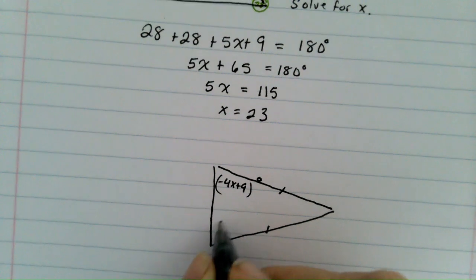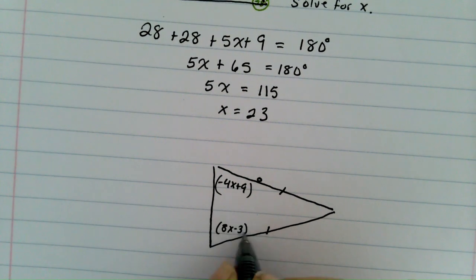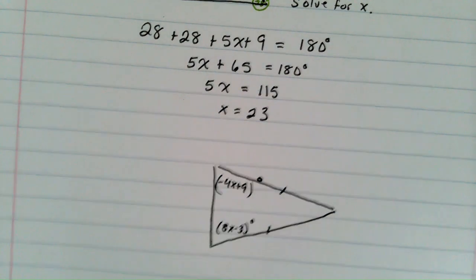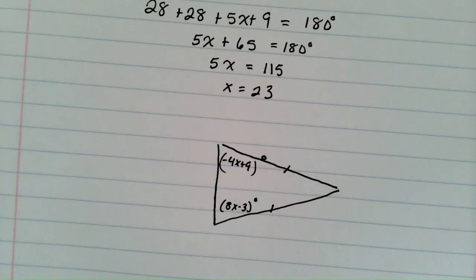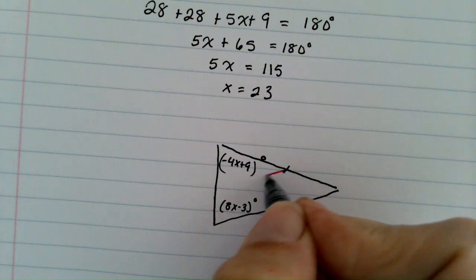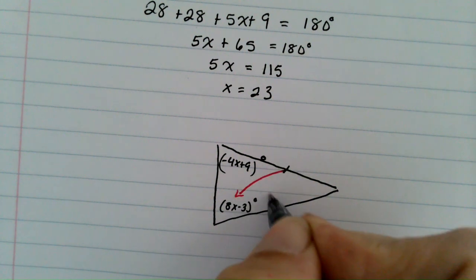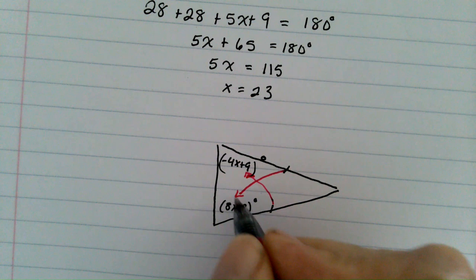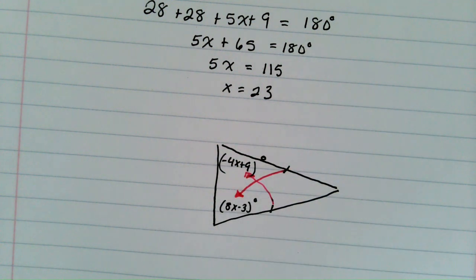And 8x minus 3. All right, so here, this congruent side, those both go with the congruent side part. So since they both go with the congruent side, they're congruent angles. Since they're congruent angles, they have the same measure.